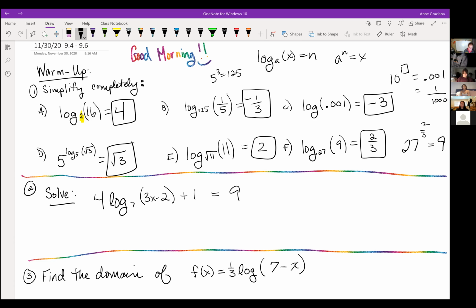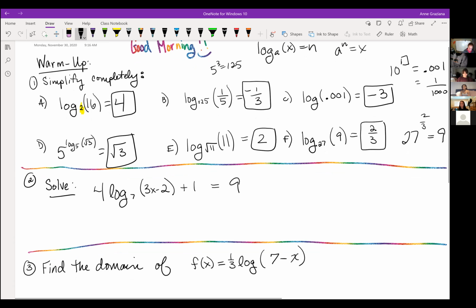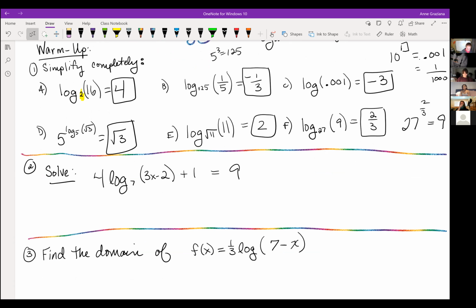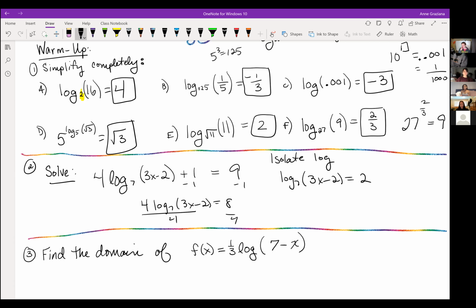Okay, all right, number 2. When you go to solve this log, the first thing you have to do is isolate the log. So you should have subtracted 1, and you get 4 log base 7 of 3x minus 2 is 8, and then divide by 4. And so you get log base 7 of 3x minus 2 is equal to 2. Okay, then we have to use that definition. 2 is the exponent that goes on my base, which is 7. That gives me what's inside, 3x minus 2. This to this power will give me this.